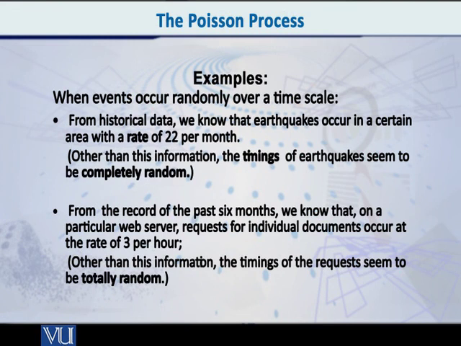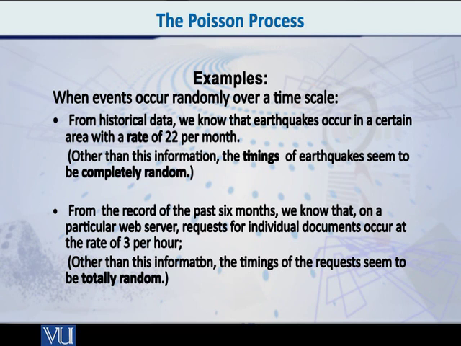For example, consider a certain area where from past records it is known that on the average, earthquakes occur in this particular earthquake-prone area at the rate of 22 per month. So if we have this information that on the average 22 earthquakes per month are occurring, despite that, we do not have the information about their exact timings. The timing of the earthquake seems to be completely at random.